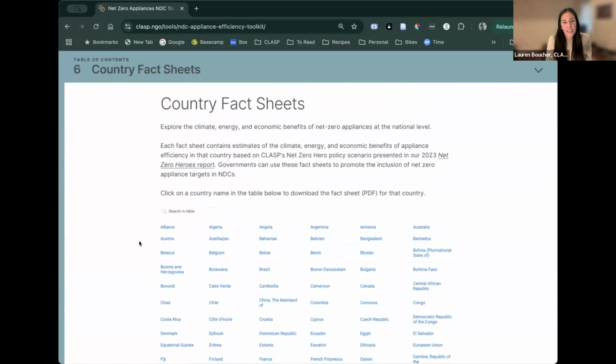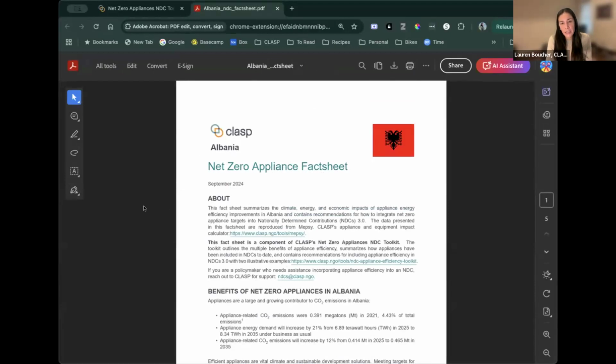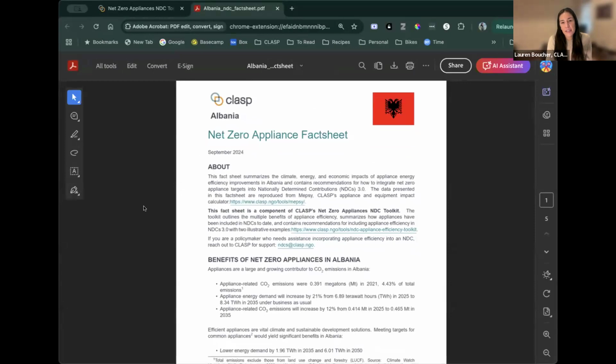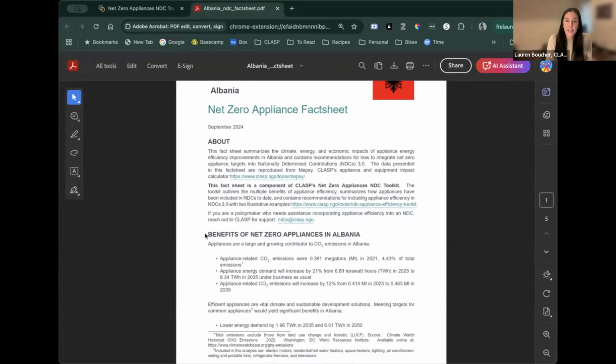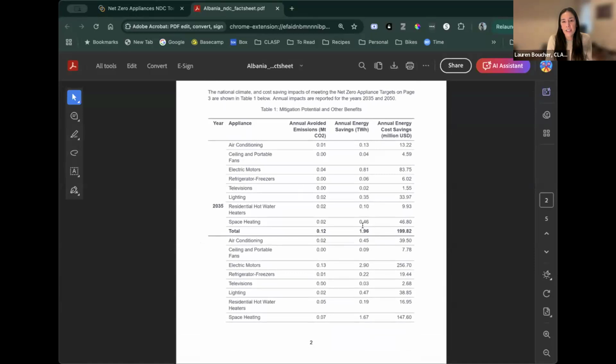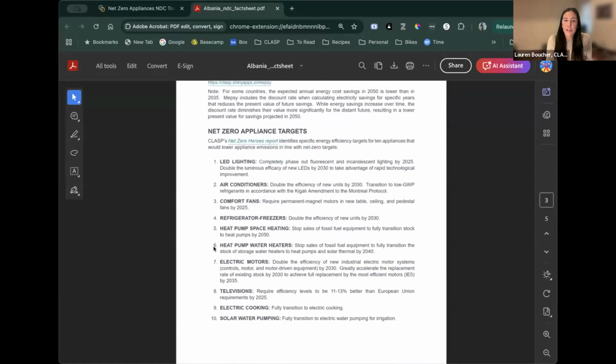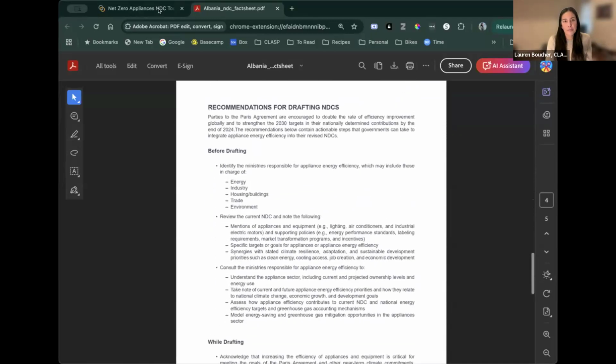And then we have our country fact sheets. We have specific country-level data that pulls from our Net Zero Hero analysis that we completed in 2023. And this provides country-specific data on appliance efficiency for about 160 countries. So here we have a short section about some of the benefits of appliance efficiency, and then we have the specific expected avoided emissions from meeting the Net Zero Hero targets for specific appliances and equipment. There's also a description of what those targets are, as well as the recommendations.